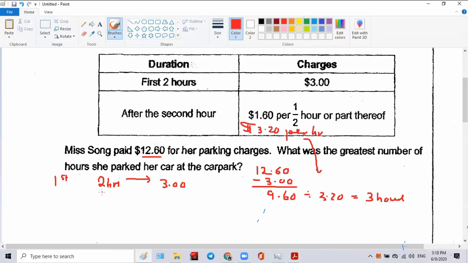So she parked 2 hours plus 3 hours. Right? For the next 3 hours, she's going to pay $9.60. That's why total $12.60. The maximum time she parked will be 5 hours. Do you understand? Yeah, I understand.